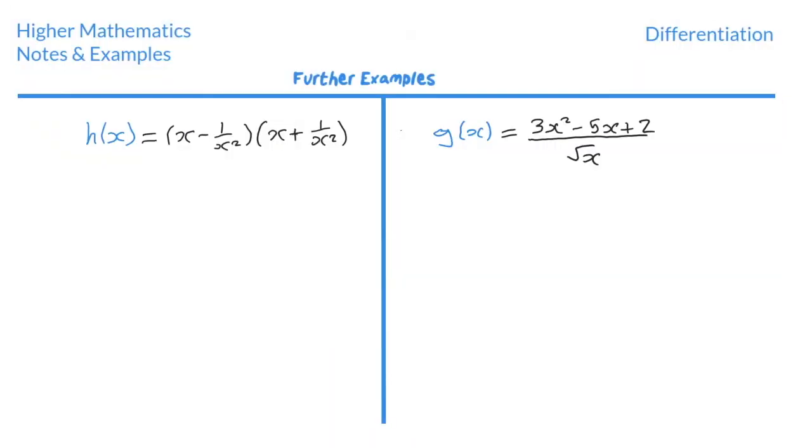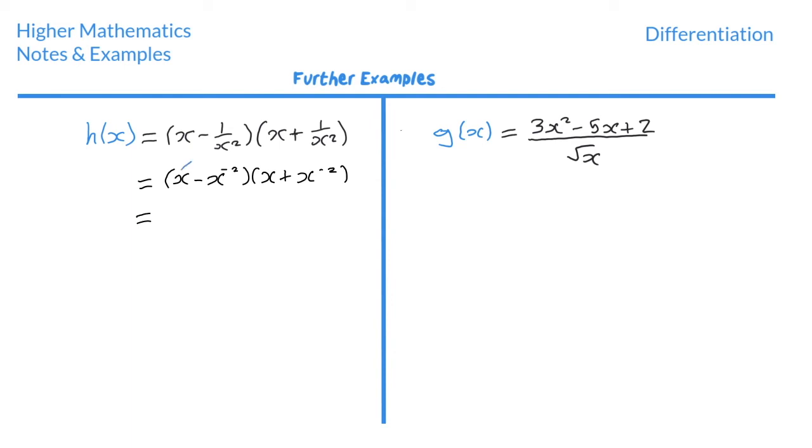Okay, in our 7th example, we're going to look again at a product, but a bit more complicated. h of x equals x minus 1 over x squared, in brackets, multiplied by x plus 1 over x squared. So the first thing we want to do here is to consider 1 over x squared and rewrite that as x to the power -2. By doing that, it's probably easier to break these brackets. So using FOIL, where we would multiply the first two terms together, so really we're multiplying x by x here.